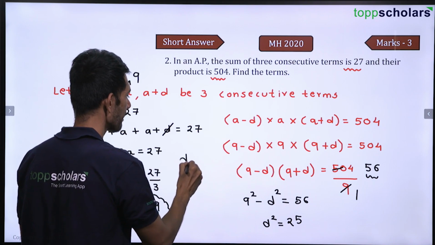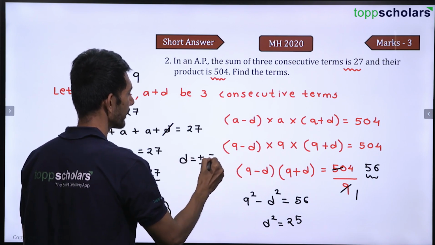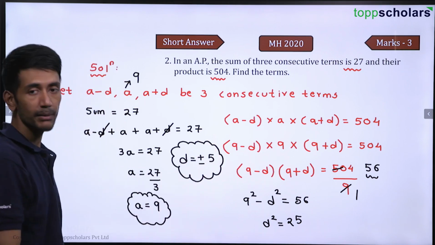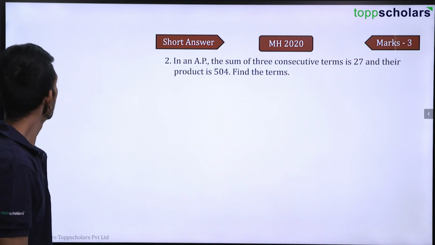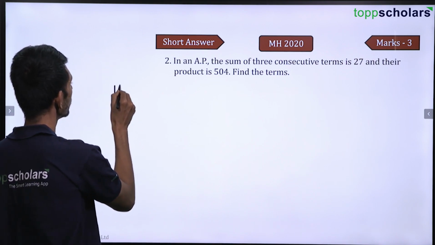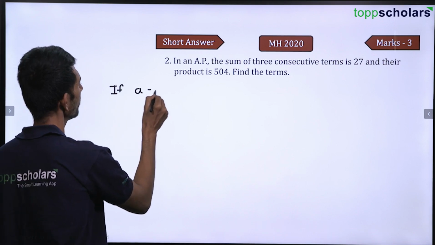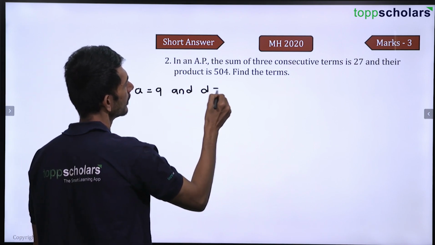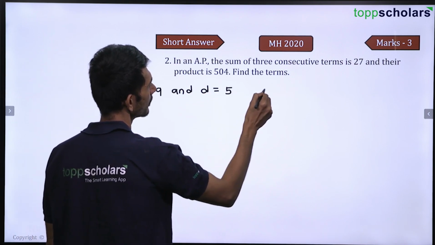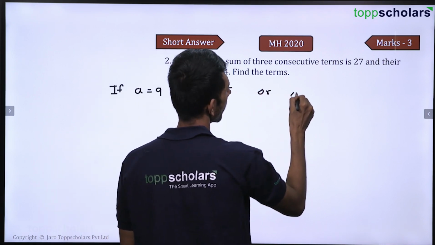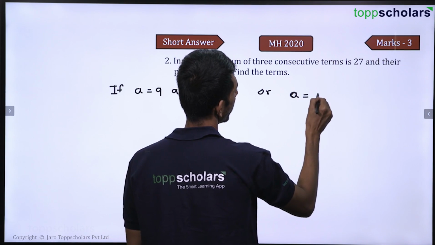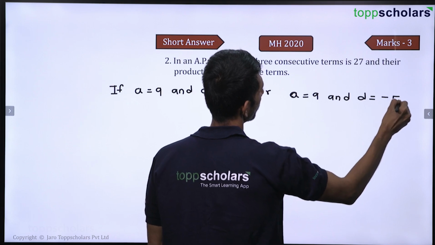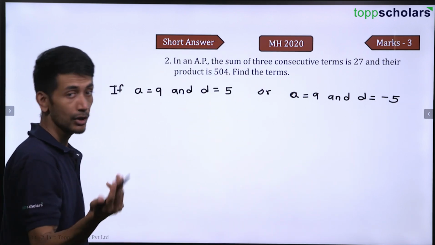So what will be d? D will be equal to plus or minus 5. Always remember, d can be positive, d can be negative, right? So d can be positive 5, d can be negative 5. Now, we have two options. If a is 9 and d is 5, or a is 9 and d is minus 5, because d can be 5, d can be minus 5. Both the options are right.